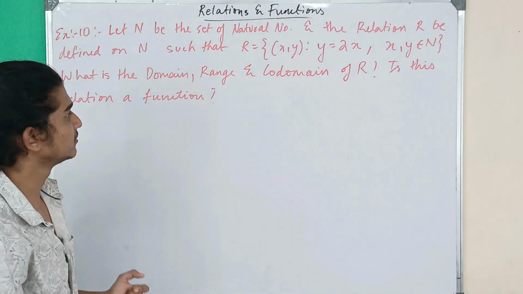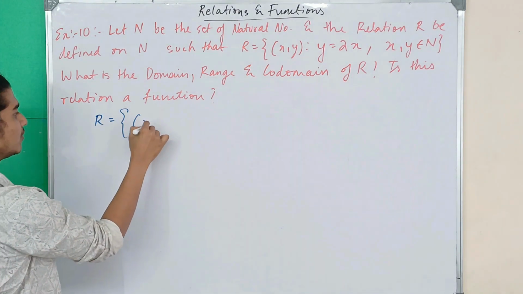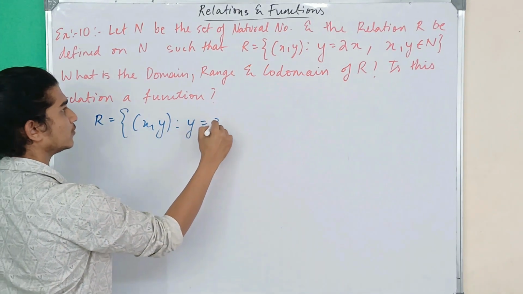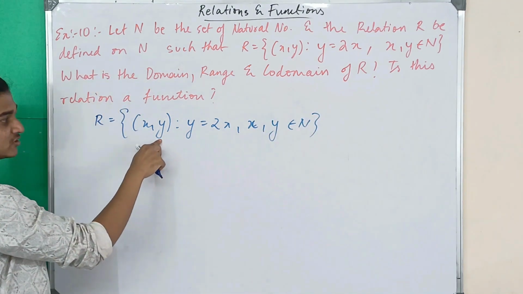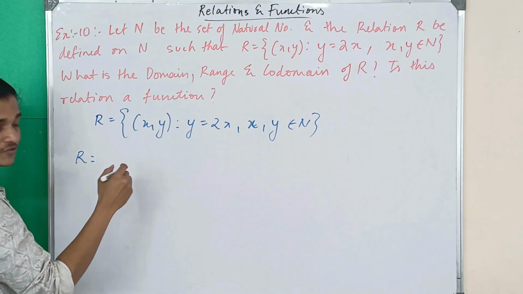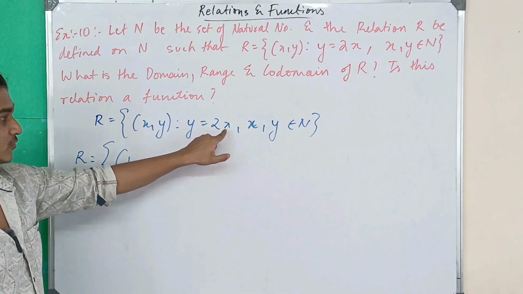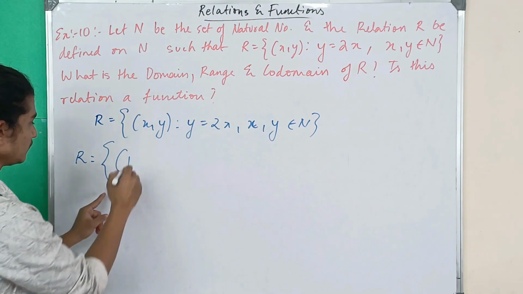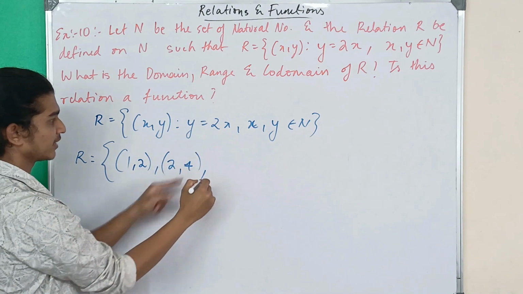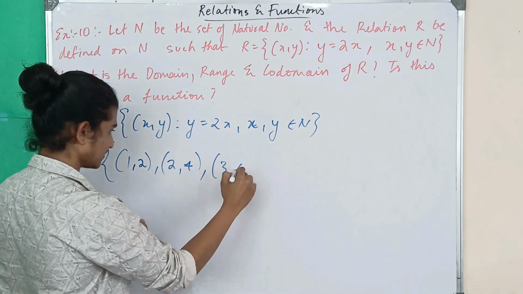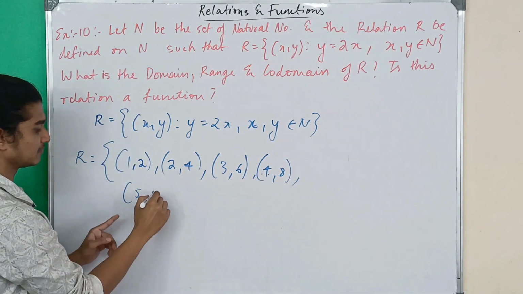So let us try to find the relation first. Our relation is given as the set of all (x, y) such that y equals 2x and x, y belong to natural numbers. So basically our y is 2 times x. If you want to write this in roster form, it's going to look something like this. Our natural numbers start with 1. If I put x equal to 1, y becomes 2. So (1, 2). If I put x equal to 2, my y becomes 4. If I put x equal to 3, my y becomes 6. And so on. If I put 4, it becomes 8, and then if I put 5, it becomes 10.